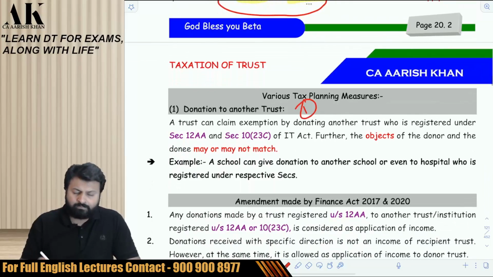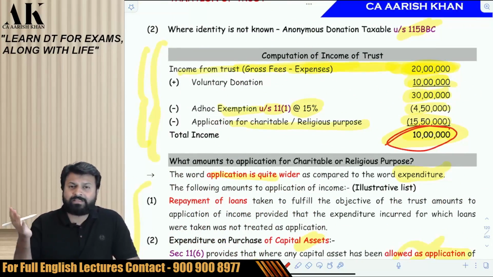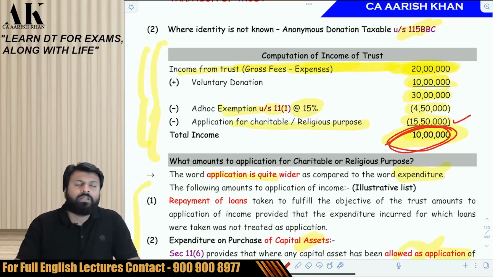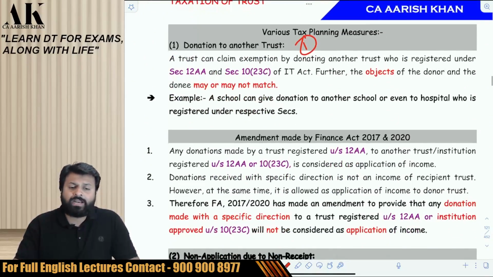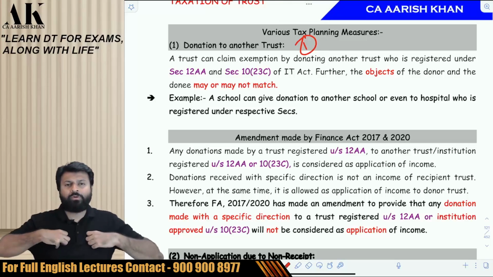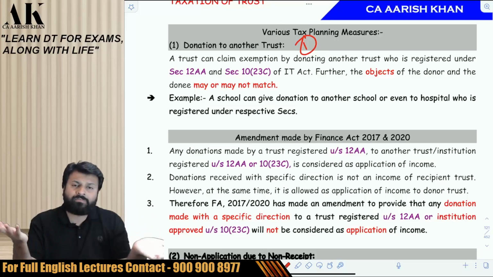First, if you want to save tax on this 10 lakh rupees, which is left as an amount, you have applied 15 lakh 50,000, still 10 lakh is left. If you want to save tax on that, just make sure that you make a donation to another trust which is registered under 12AA, 12AB or 10(23C). So if you are not able to incur that expenditure for the welfare of the people, donate to someone else who will incur that for the welfare of people.